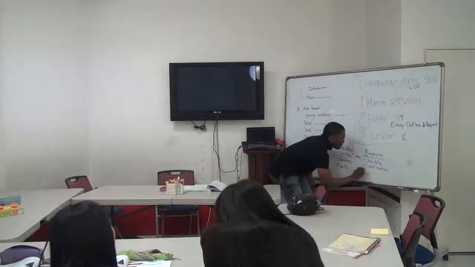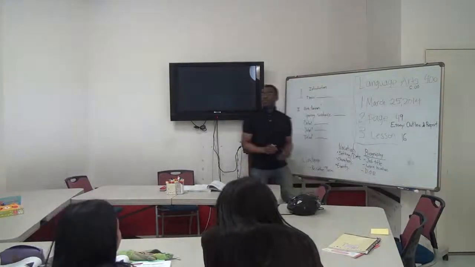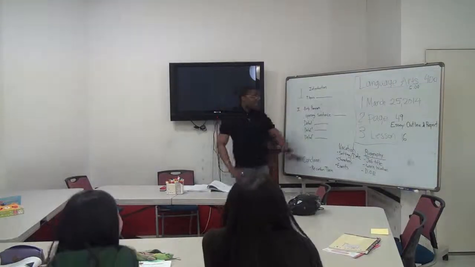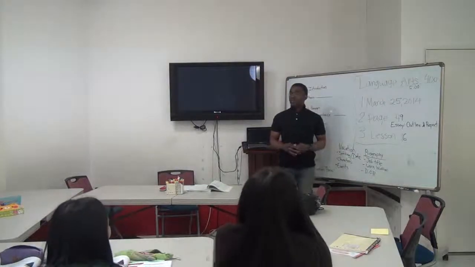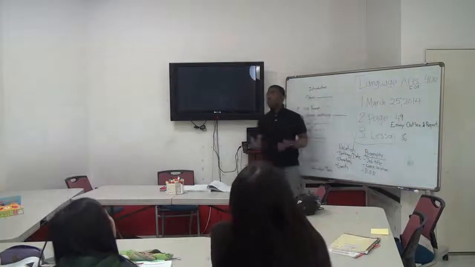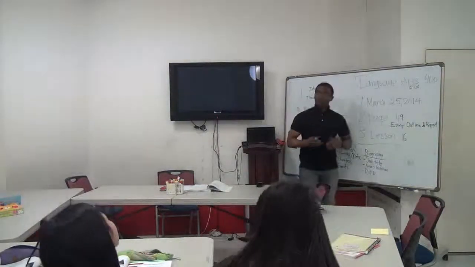How about this? What's DOB? DOB is an acronym for date of birth. We need to know when that person was born, how old they are.